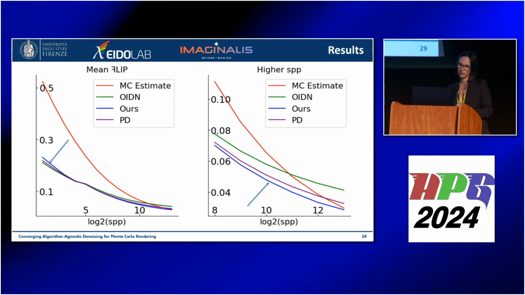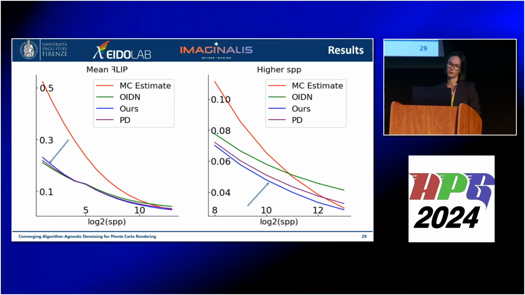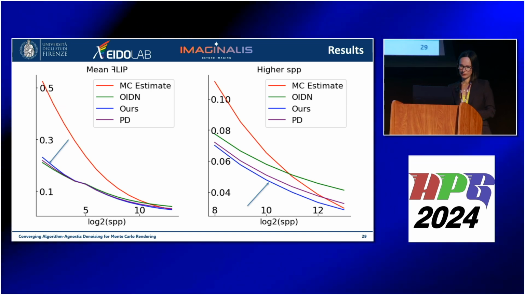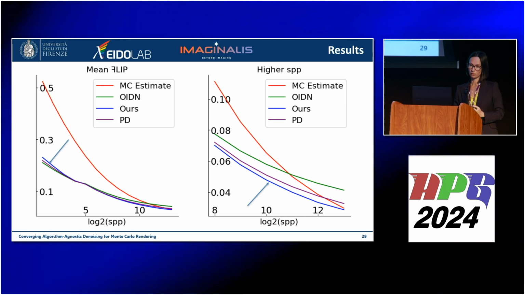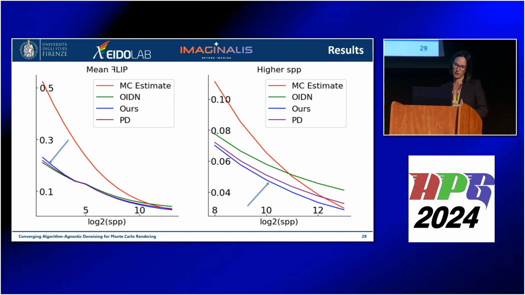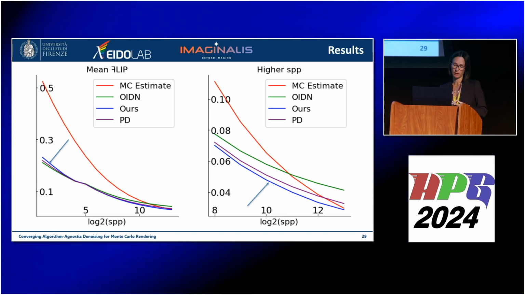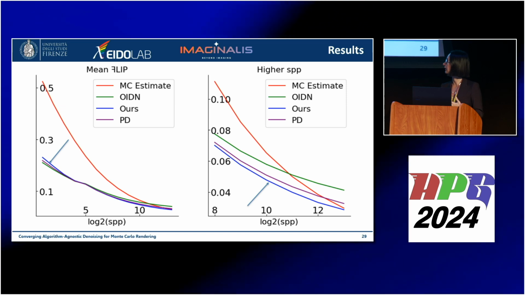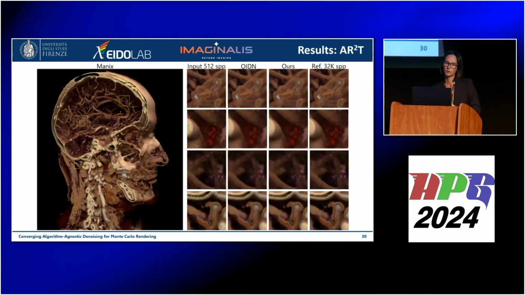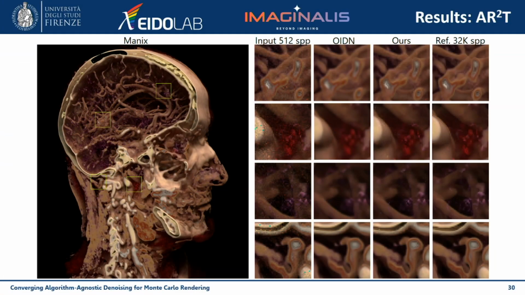Here are the results of the mean flip score in comparison with the deep learning-based PD. As you can see, our method is slightly worse at the lower sample counts, namely until the sample count 16, but then becomes comparable or even better at the higher sample counts, as you can see on the right. We also applied our method on the recently proposed advanced realistic rendering technique for biomedical volumes. As expected, also in this case, our algorithm works.